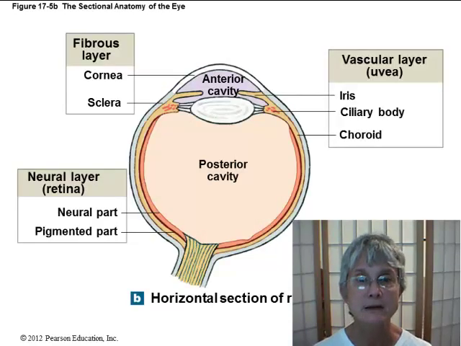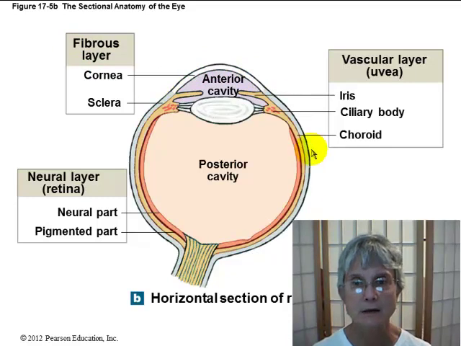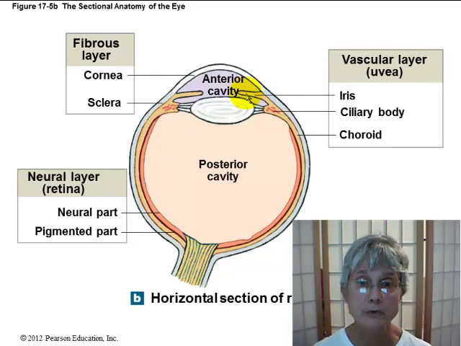The layers are easily seen in a horizontal section. The fibrous layer consists of the anterior cornea, which is transparent, and the posterior sclera, which is the white of the eye. The middle vascular layer, also known as the uvea, has three parts: the iris, which is the colored portion of the eye, the ciliary body, which attaches to the lens, and the very large choroid, which lines the posterior cavity of the eye.